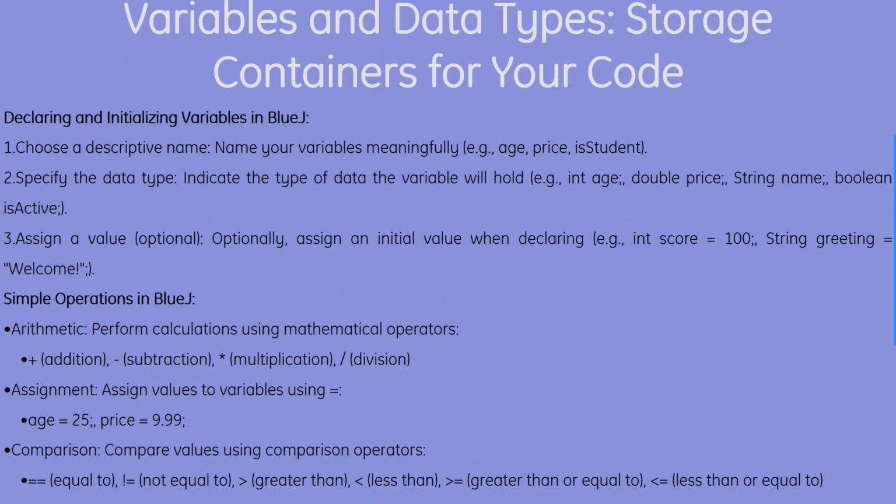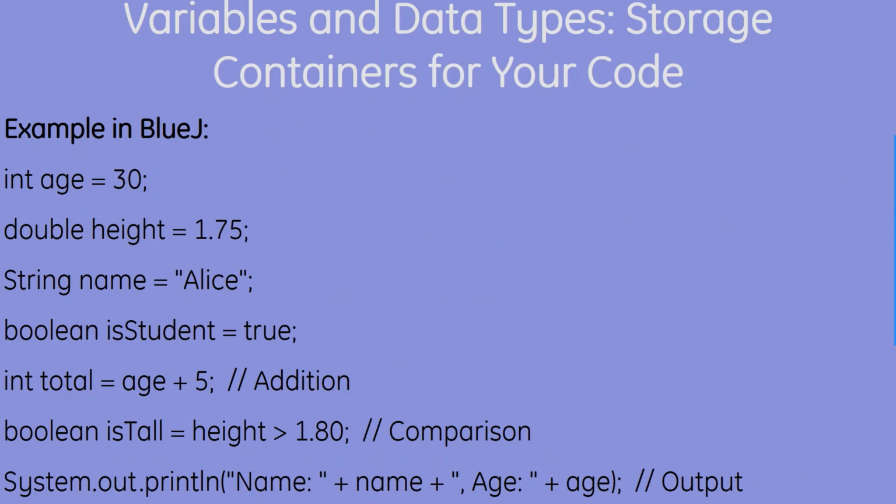Simple operations in BlueJ include arithmetic operations such as addition, subtraction, multiplication and division, and assigning the value. Here you can see we have declared age is equal to 25, price is equal to 9.99, etc. And we have comparison also. Comparing values using comparison operators, so greater than, equal to is also possible in Java using BlueJ. Moving on, you can see several examples given here, so you can pause the video, go through the examples, and see all the variables, kinds of numbers that we have given, etc.